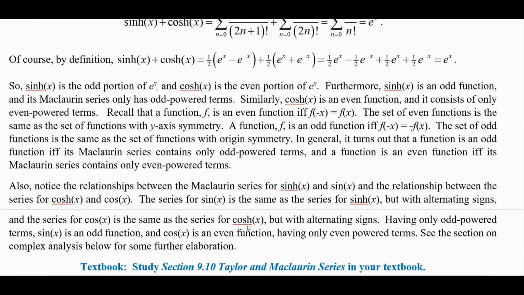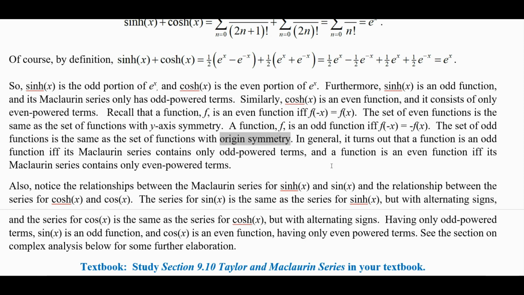So it turns out that both sinh and sine are odd functions, and they ended up only having odd powered terms. And the cosine and cosh were only the even powered terms, and they're even functions. Remember, an even function is a function where f of minus x is the same as f of x, and that's the same as having y-axis symmetry. An odd function is saying that f of minus x is the opposite of f of x, and that's the same as being a function with origin symmetry.